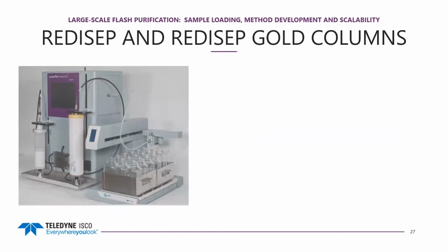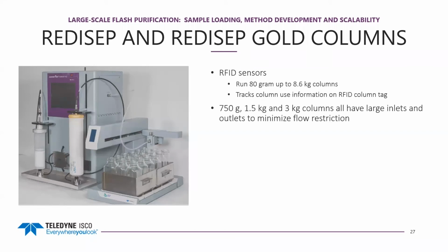And then finally, the other thing to think about, like we said, is the column options for the system. The Torrent pairs well with our REDISEP and REDISEP Gold column offerings. There are RFID sensors on the columns. The tags will automatically load the method for the column, and you can run from 80-gram columns up to 8.6-kilogram columns on the Torrent. Additionally, this is going to track column use information on the RFID tag, so you know what column, what solvent was on the column last, how many uses it's had, and when it was first used. Important information when you're using a multi-use column like the C18 or C18AQ media.